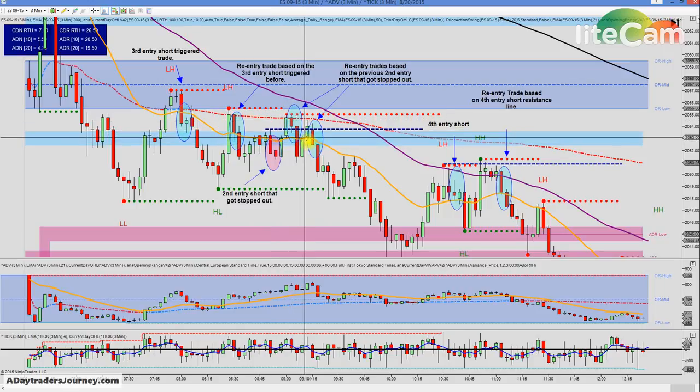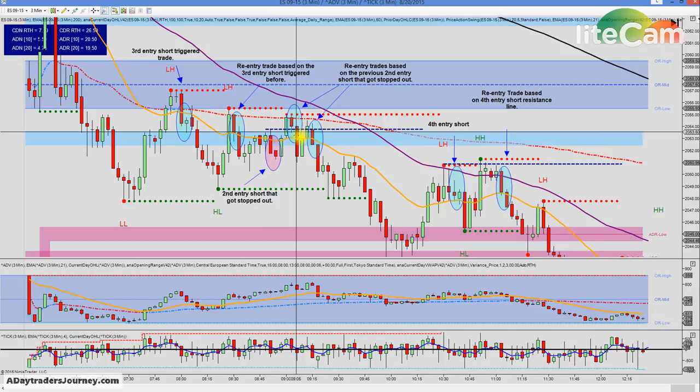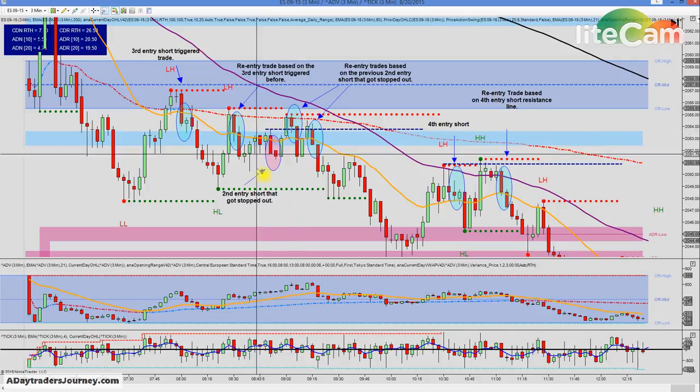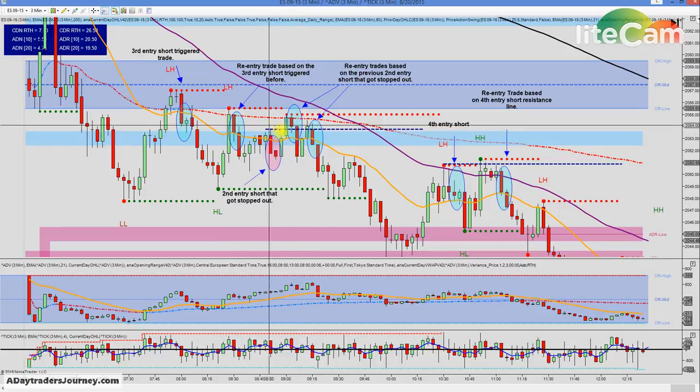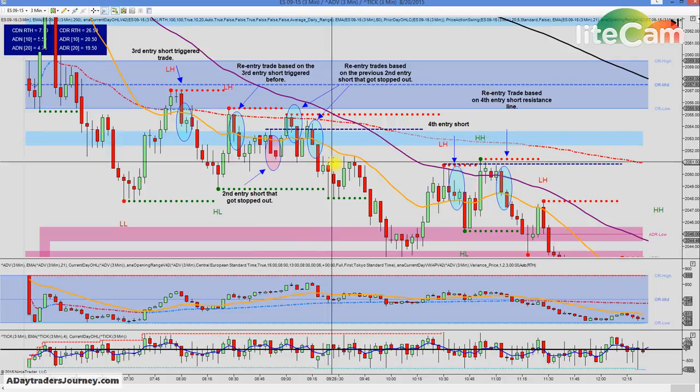But there's another valid entry here, which you can count as a third entry if you want, but I just call them a re-entry trade because it's already been triggered here. It just didn't reach first profit target. And once we're below this resistance line here, I feel comfortable getting back into the trade in the short direction.